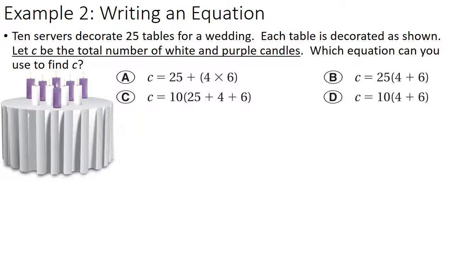10 servers decorate 25 tables for a wedding. Each table is decorated as shown. Let C be the total number of white and purple candles. Which equation can you use to find C? So as we look at this, we are going to be trying to figure out this equation.